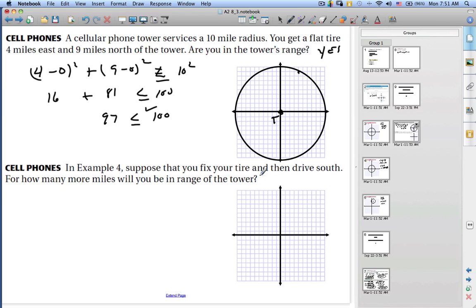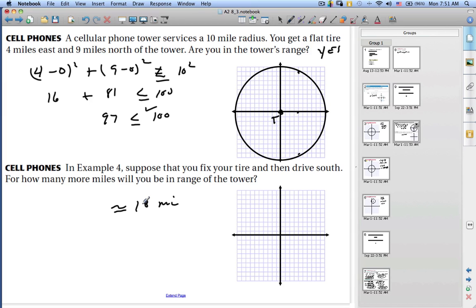So if I continue, if I fix my flat tire and I drive south, for how many more miles will I be in range of the tower? Well, we were up here at 4, 9. By the time I get to 4, negative 9, that's probably about the limit of the tower. So I would say I could drive about 18 miles. So 9 down would get me to here, and another 9 down would get me to here, and then that would be about how far I could drive. So approximately 18 miles.